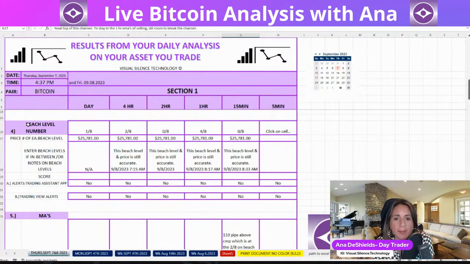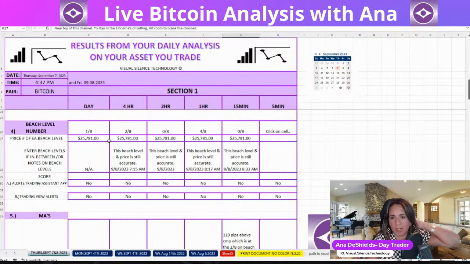So here we're at the beach levels, and now we have it for all the time frames. I want to know where price is at on the day beach levels. It's at the 1. I also want to know for the 4 hour, the 2 hour, and the 1 hour. So I have it all laid out horizontally here because I find that very useful. I can quickly see the comparison of all the different time frames. I didn't do the 5 minute. That's why it says click on sell, because I didn't fill that out, which is fine.